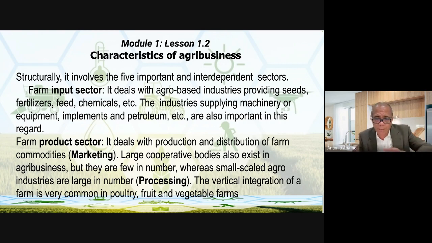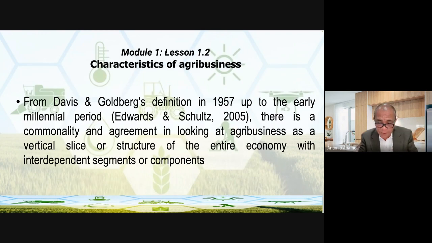Financing is not only keeping the gears of the production sector functioning, it also affects the input sector, it also affects marketing, and it makes the normal functioning of the processing subsector as normal as it should be. Okay? So the fundamentals of agribusiness are from the definitions of Ray Goldberg up to the definitions of Edwards and Schultz. There are other authors that put another overlay into the definition, but that is normal.